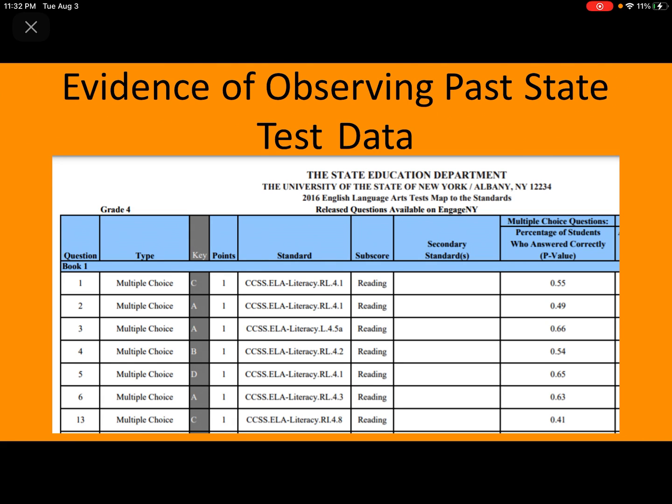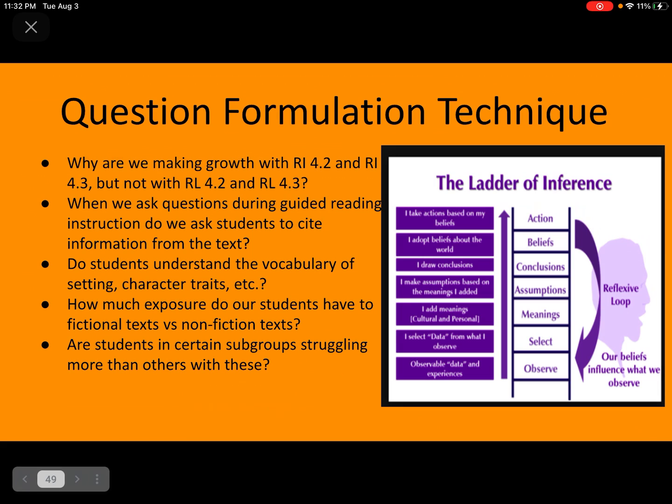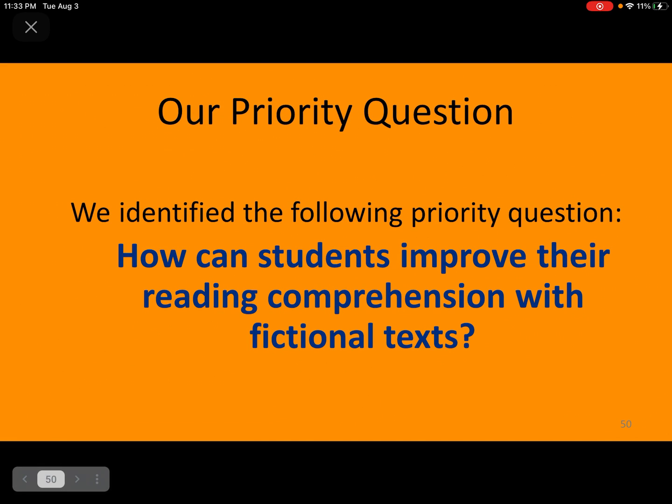Here's evidence of past state test data in which we can see the types of questions, the standards being assessed, and percentage of students answering those questions correctly. And here is our question formulation technique, which really helped keep one another accountable. When doing this, we were referring to the ladder of inference, and that made sure that we were making observable data and experiences within those questions and not just forming them based on beliefs or opinions.